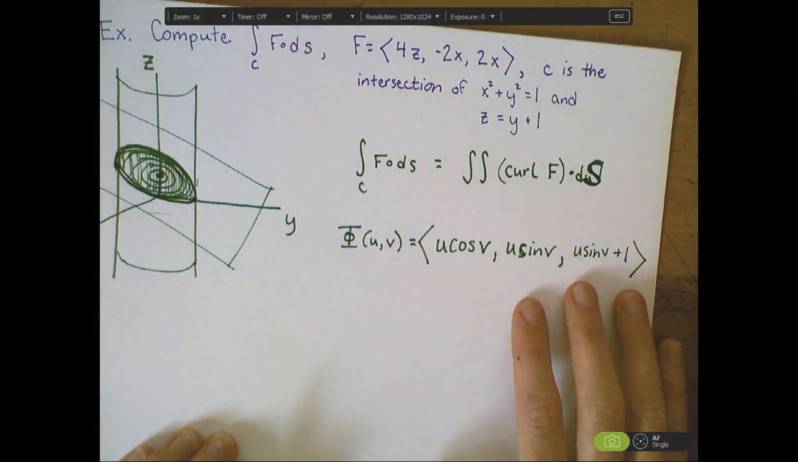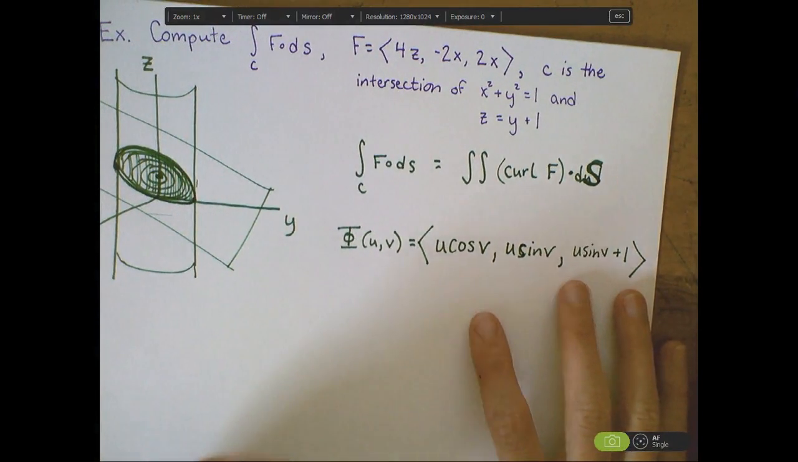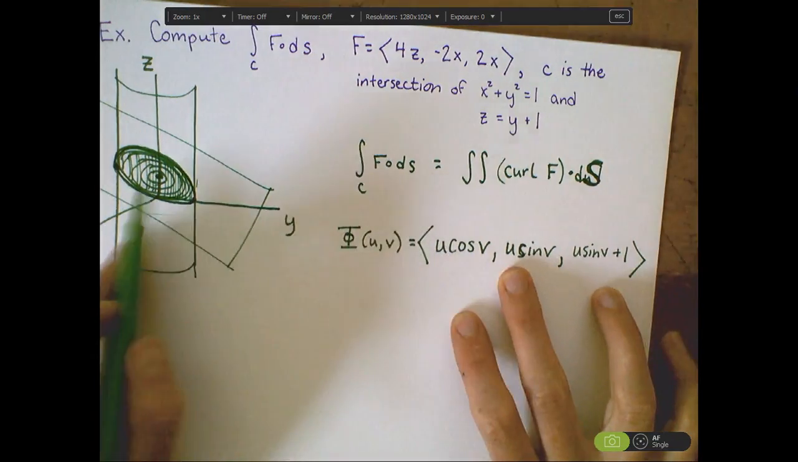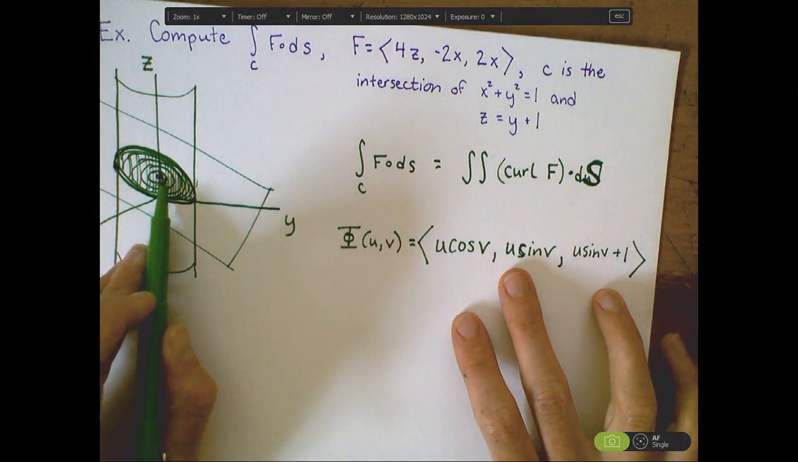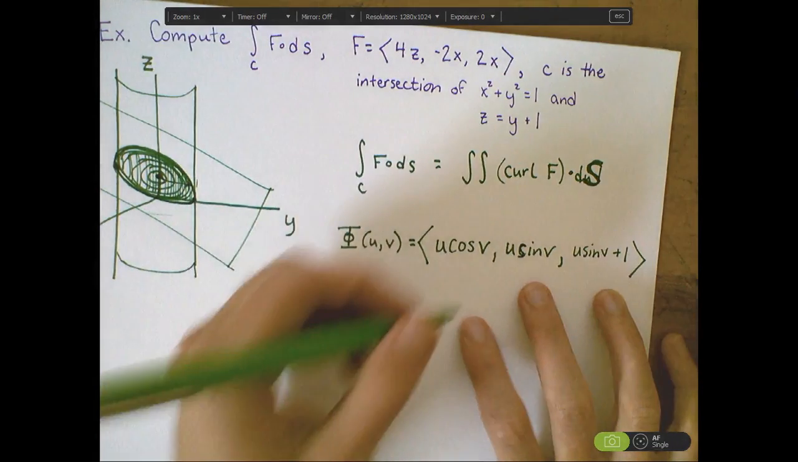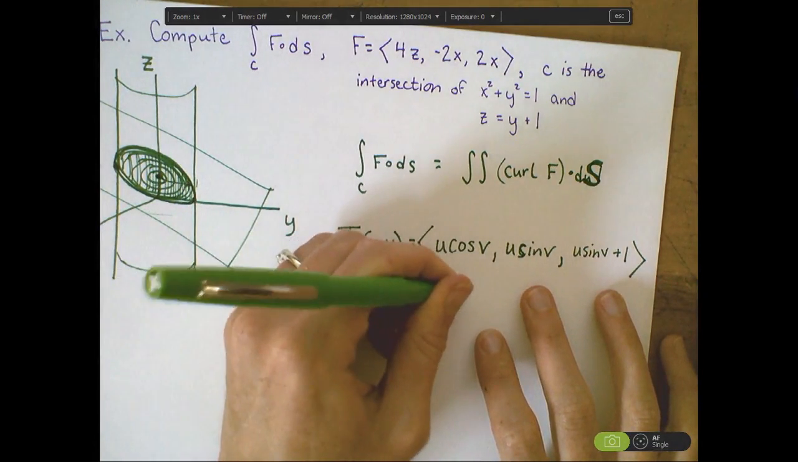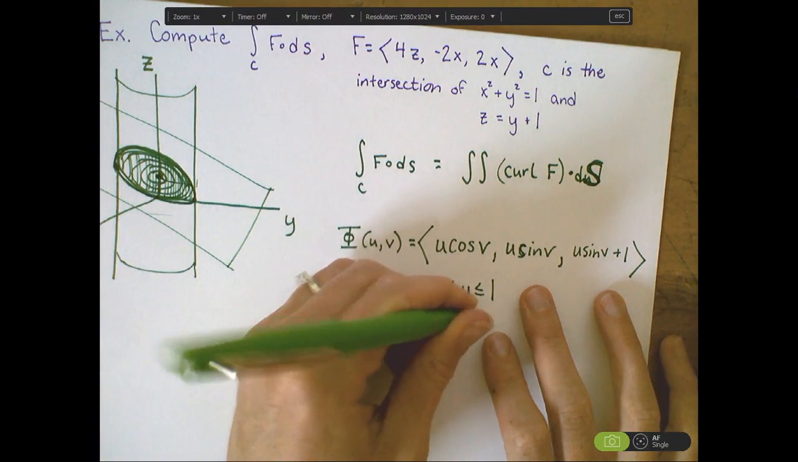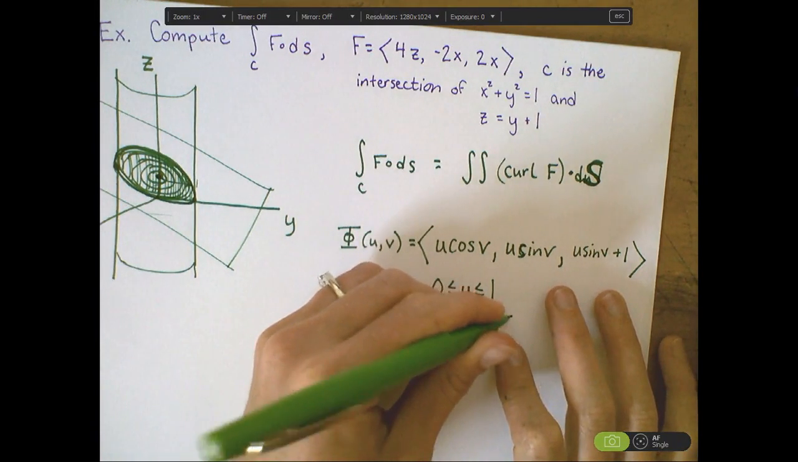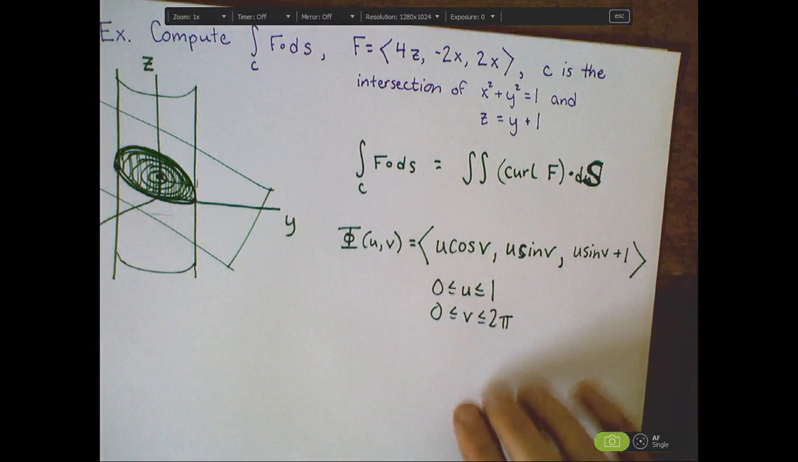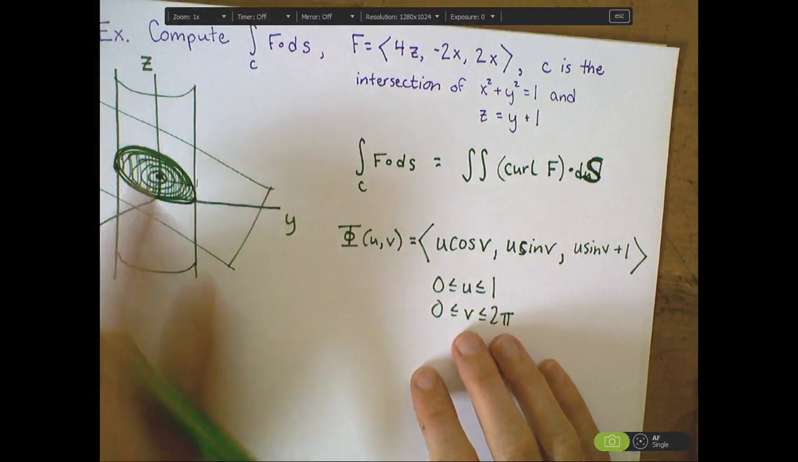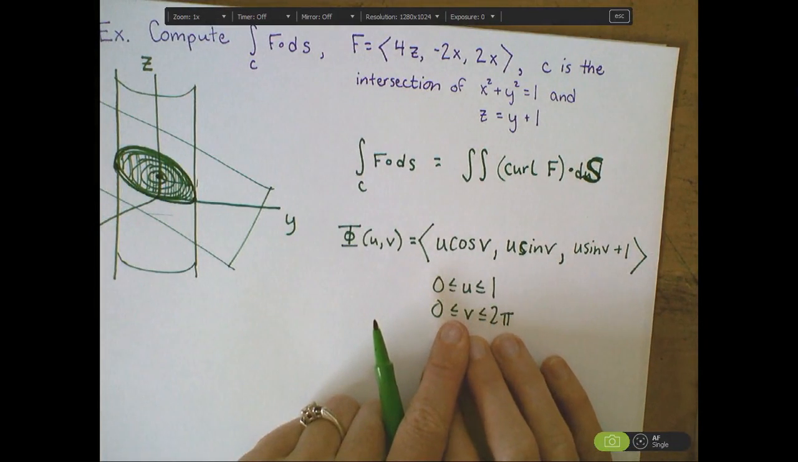This is a nice parameterization, I guess. What are my bounds on u and v? My u is the radius. The radius starts at 0 and gets all the way out until 1. So 0 is less than or equal to u is less than or equal to 1. And v's are going to go from 0 to 2 pi. This is one way to do it. You could also parameterize this as a magic carpet function and just have really messy bounds. But I think that this, for me, is an easier way of thinking about it.